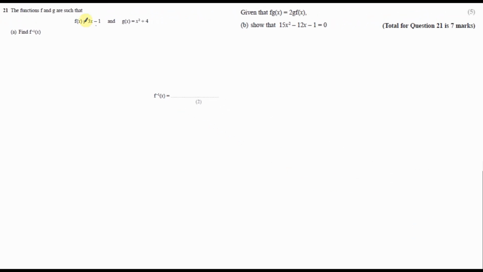Okay, question 21. This is functions. Now it says the functions f and g are such that f of x equals 3x minus 1 and g of x equals x squared plus 4. And we need to first find the inverse of f of x. So it's good to note there that f to the power of minus 1 of x, what we're trying to find there is the inverse function.